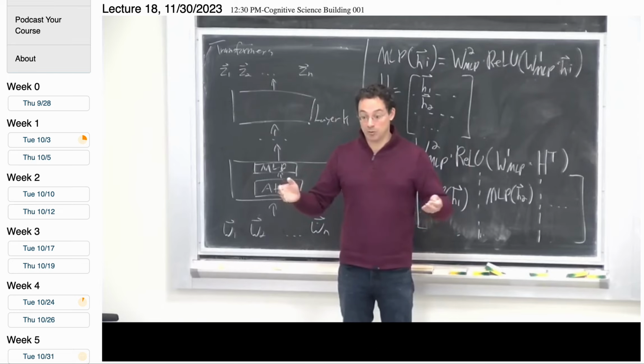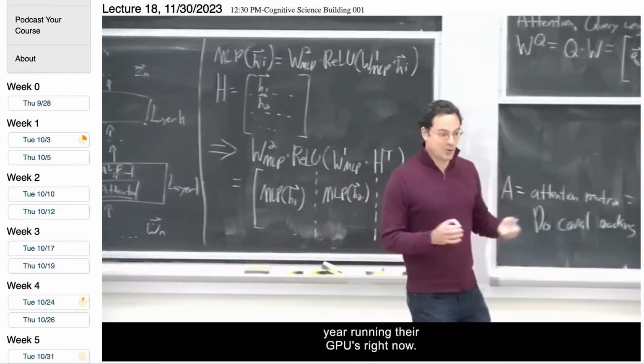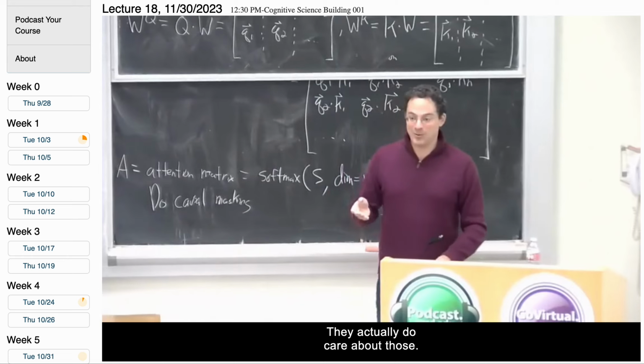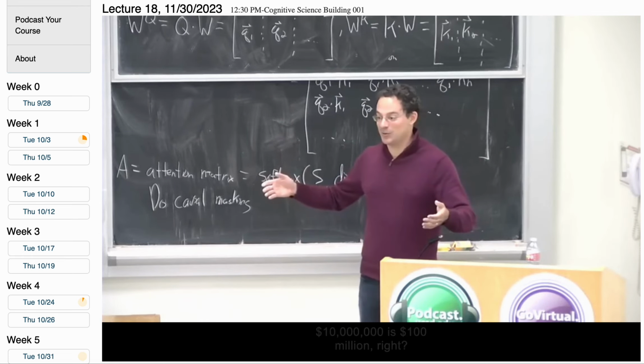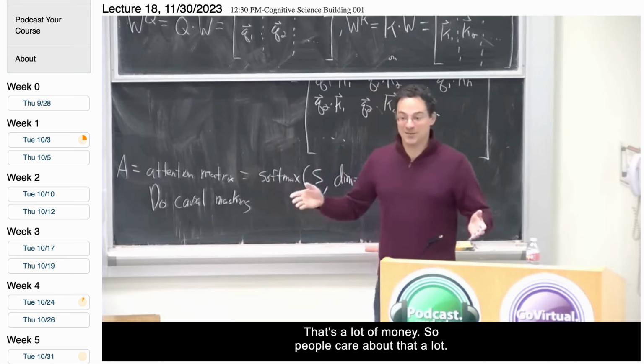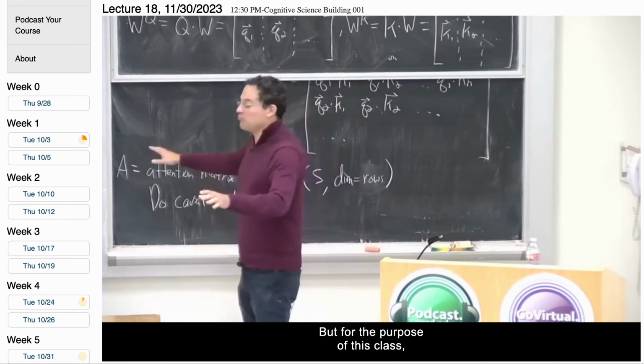It's a big deal if, look, OpenAI is spending billions of dollars per year running their GPUs right now. So they actually do care about those percentage point savings. 1 percentage point of $10 billion is $100 million, right? That's a lot of money. So people care about that a lot. But for the purpose of this class, it's not that big of a deal.